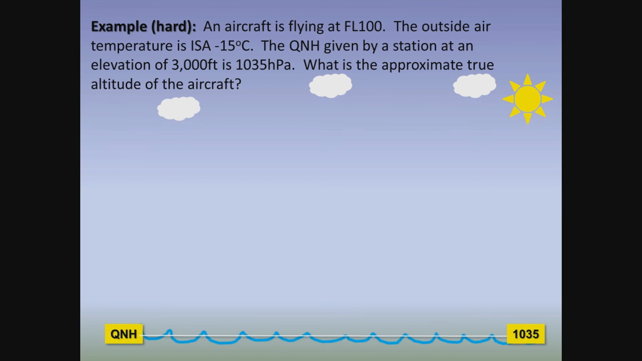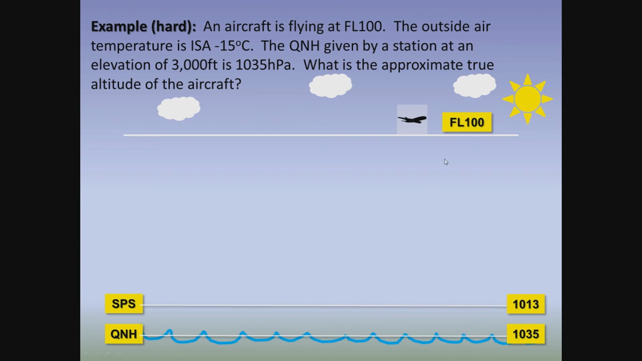So as always, let's start drawing in our pressure levels. Now notice the QNH here is 1035. Now that's quite a high pressure, and it's higher than the standard of 1013. So again, make sure you draw the diagram correctly. Note that the QNH is a higher value than the standard pressure setting, so we draw it below the 1013 pressure datum in the atmosphere. We're going to put our aeroplane up here, which is at flight level 100, which is 10,000 feet above 1013.